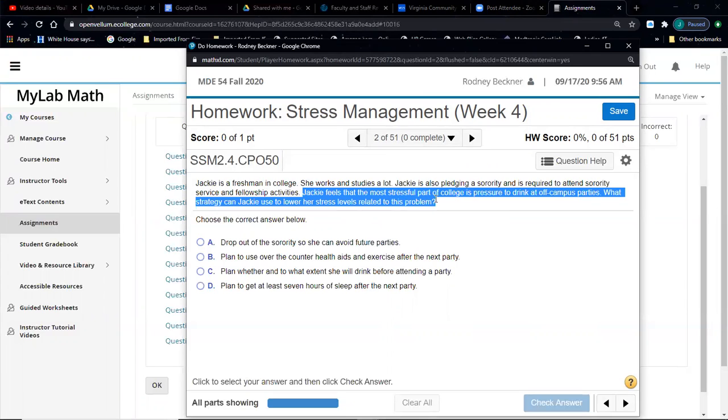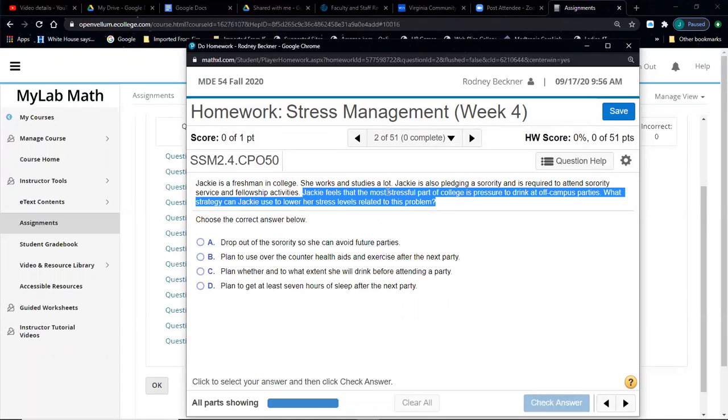So I think this one's pretty interesting. It's a social dilemma: Jackie feels the most stressful part of college is pressure to drink at off-campus parties. It's not the stress of tests or studying or going to class or getting somewhere on time or dressing appropriately. It's partying. But that's how some of us are. So that's facts of life.